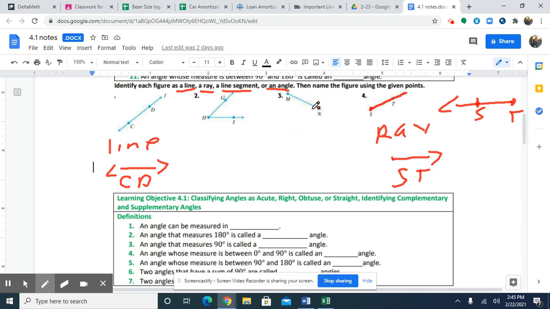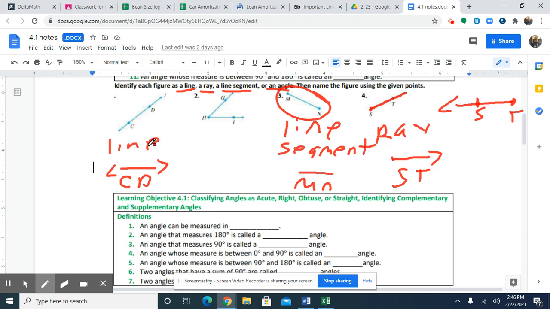Now we have a line segment, which is a piece of a line. So this right here is our line segment. A piece of a line, and you can see that there's 2 points there. So M and N, and then we draw a line with no arrows on the top.